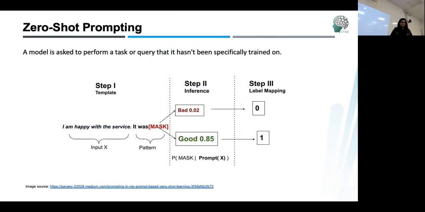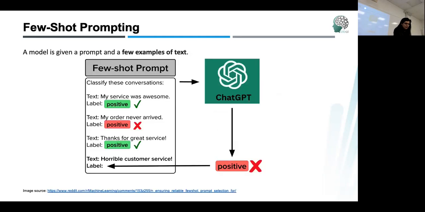Okay, here are some famous and mostly used prompting techniques. So the first one is zero shot. A model is asked to perform a task that it has not been trained on. For example, I'm happy with the service. Since the user was happy, the model is going to say it was good. So it wasn't trained on it, but it predicted based on its own thinking.